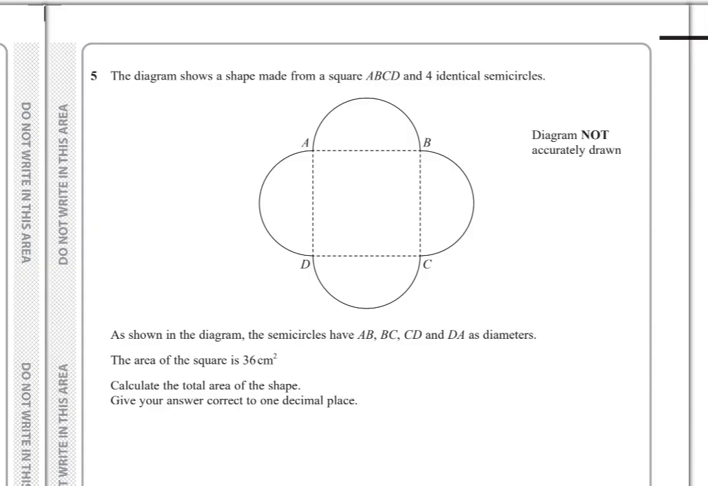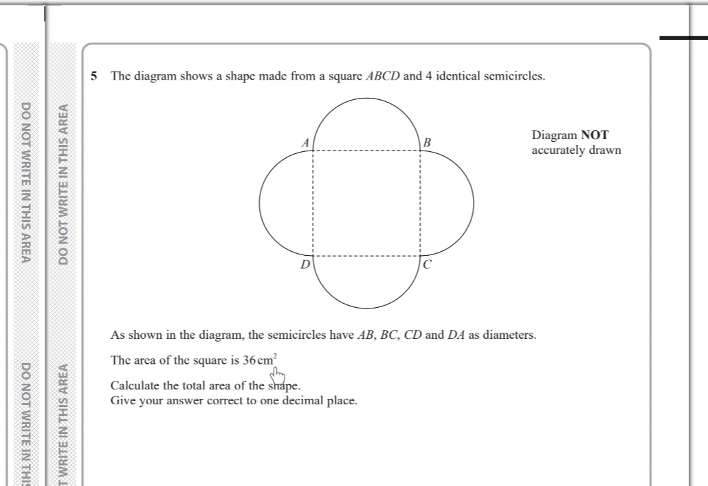Number 5, the diagram shows a shape made from a square ABCD and 4 identical semicircles. As shown in the diagram, the semicircles have AB, BC, CD, and DA as diameters. The area of the square is 36 cm squared. Calculate the total area of the shape.